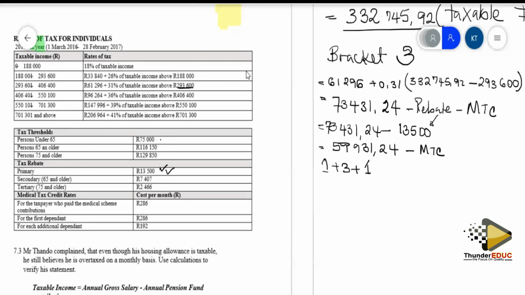So we are going to use these brackets here for medical credits. Remember, these are per month, but the values that we have here are annual. So let's see, for the taxpayer who paid the medical scheme contribution, he gets 286, plus the first dependent. The first dependent doesn't matter. It might be the first child, it might be the wife, or anyone who comes next. So another person also gets a credit.